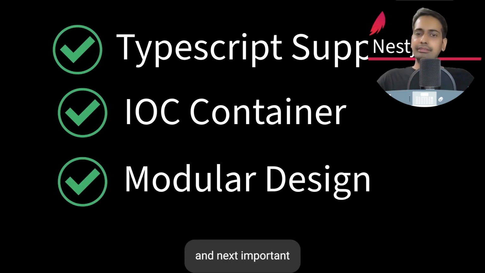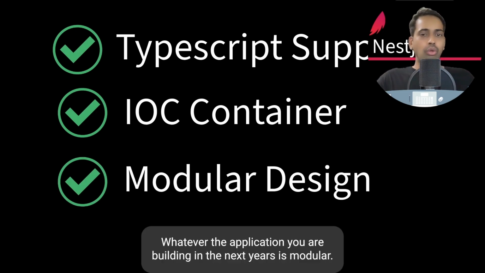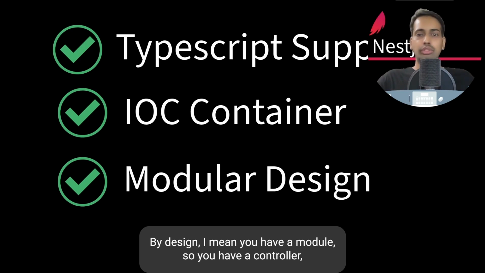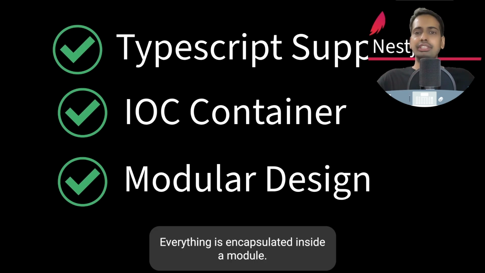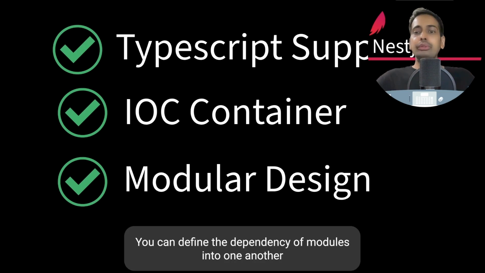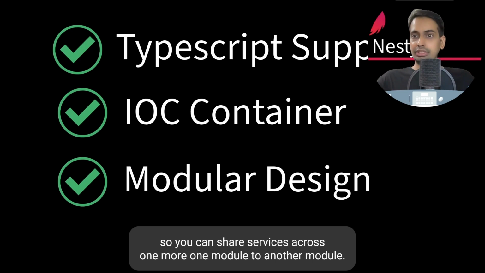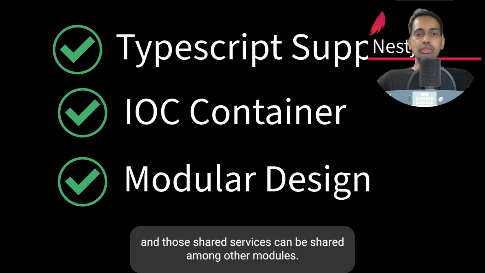And the next important feature NestJS provides is the modular design. Whatever application you are building in NestJS is modular by design. You have modules, controllers, services, providers, pipes, interceptors, filters. Everything is encapsulated inside a module. You can create multiple modules, shared module, core module. You can define the dependency of modules on one another. So you can share services across one module to another module. I can create a shared module, and those shared services can be shared among other modules.